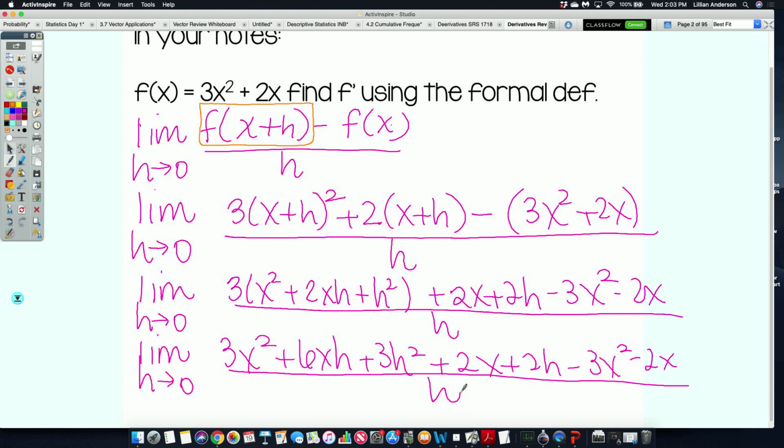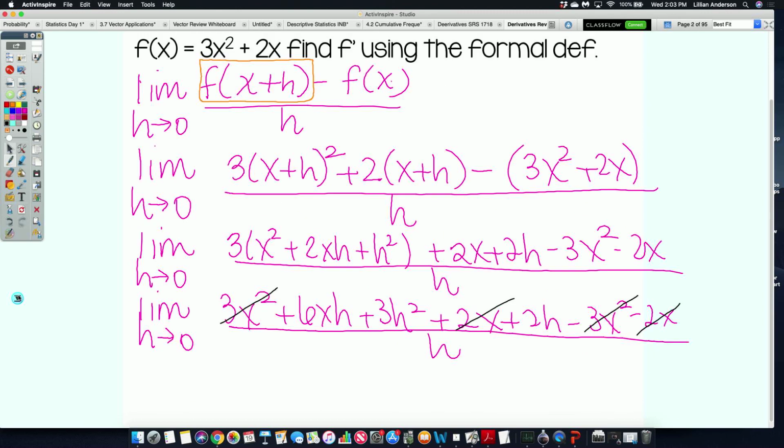And what do you see once you distribute over that 3? A bunch of terms you can cancel out. Like? 3x squared. 2x. Yep. Anything else? Not really. And it should always happen that way. If you did it correctly, all of your non-h terms, in other words, all your terms that do not have an h, should all cancel out. So then I'm left with 6xh plus 3h squared plus 2h all over h.